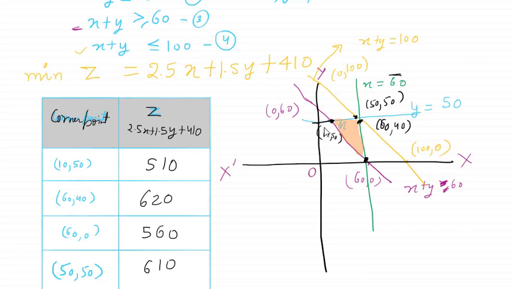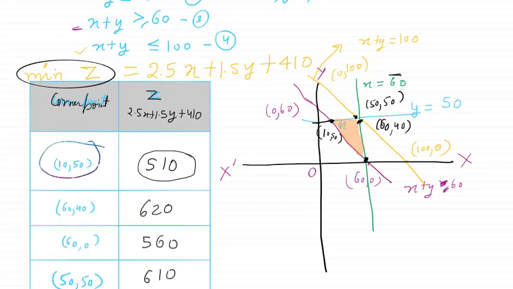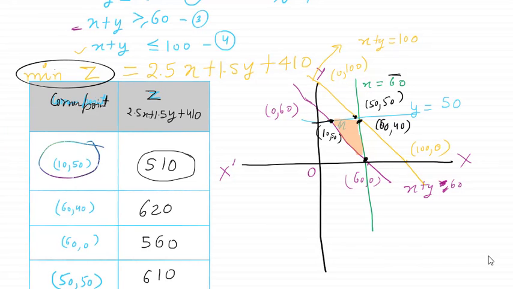So if you solve these corner points and find out the z, you will see the corner points are 10, 50. At that point the z is 510. At 60, 40 it is 620 coming, at 60, 0 it is 560, and at 50, 50 it is coming 610. And we need here the minimum z. So the minimum value you have to find out. You can see the minimum value you are getting at the point 10 comma 50. So here you can say that the minimum cost will be 510, and we are getting it at 10 comma 50.